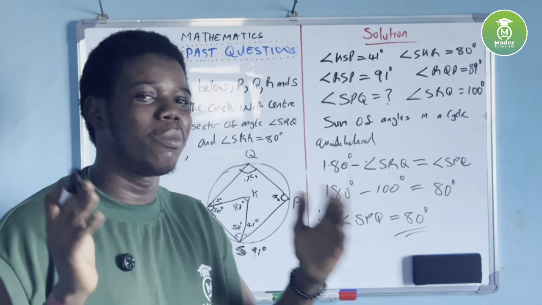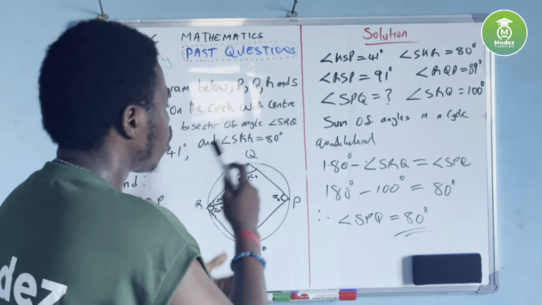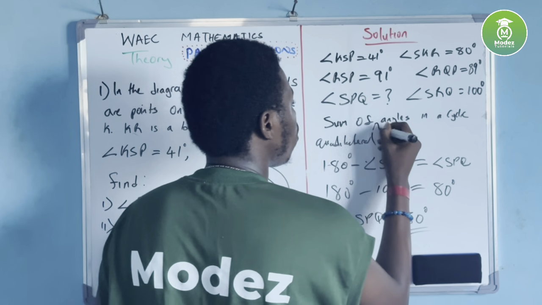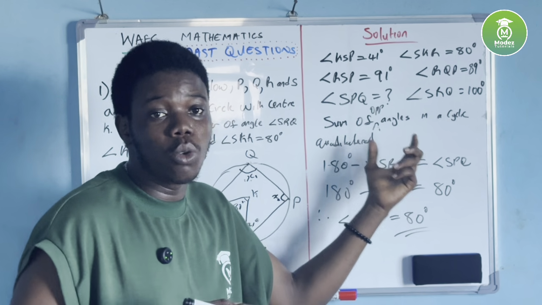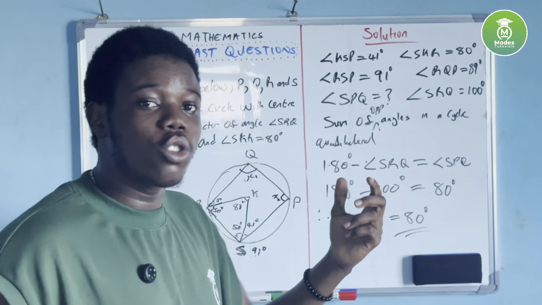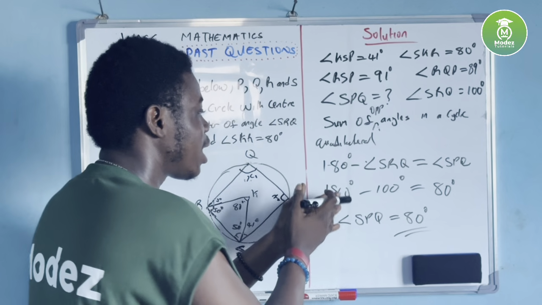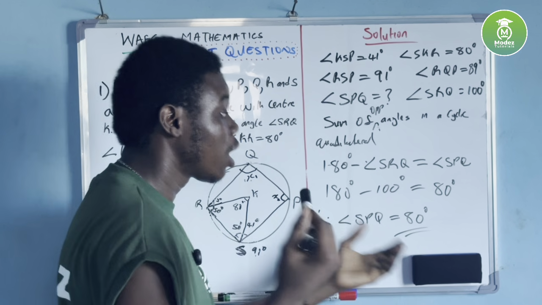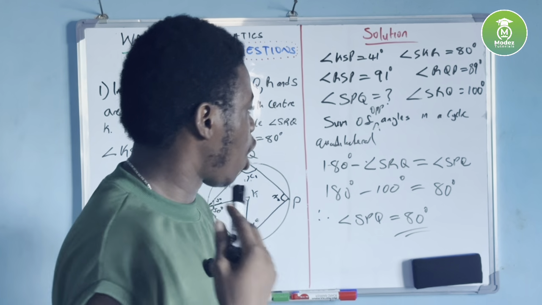Please, if you have any question, make sure you ask in the comment section. And don't forget all these rules: the sum of opposite angles in a cyclic quadrilateral must be equal to what? 180 degrees. When you add them together, it has to give you 180 degrees. That's the reason why I'm removing this 100 from 180 degrees, because if you add the 100 to this 80 degrees, you are still going to get 180. I hope you get it.